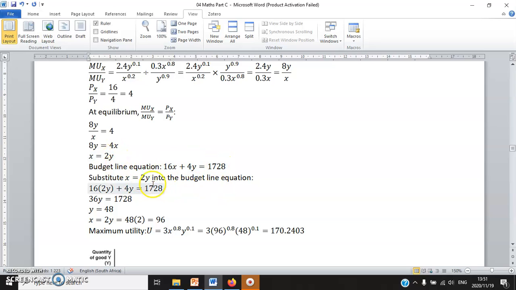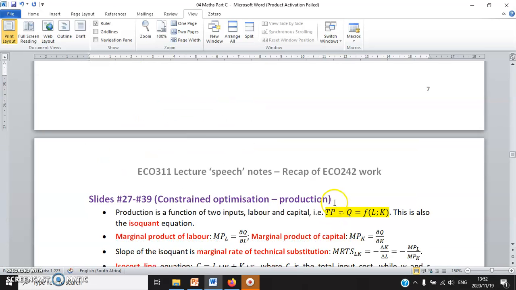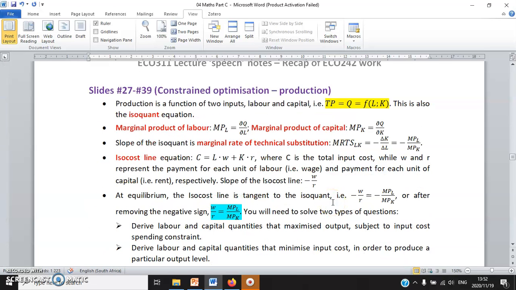This is the budget equation. Now I substitute this relationship, x equals 2y, into the budget line equation. You eventually solve for y equals 48. x equals 96. Then the last thing you have to do is just to substitute x equals 96, y equals 48 into the utility equation to find out this maximum utility amount, 170 point something. Okay, then in the next video, we move on to the other types of constraint optimization questions, which relate to long-run production.